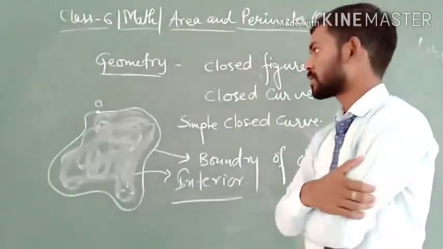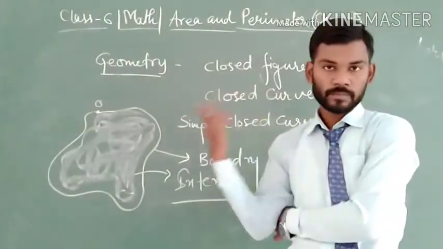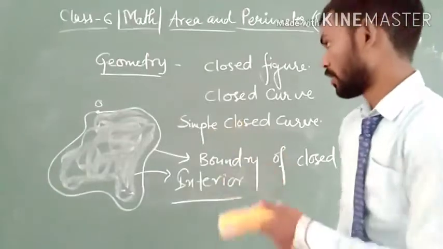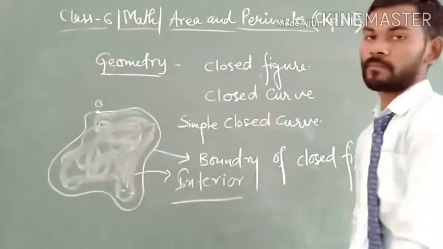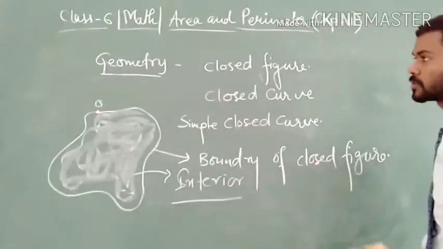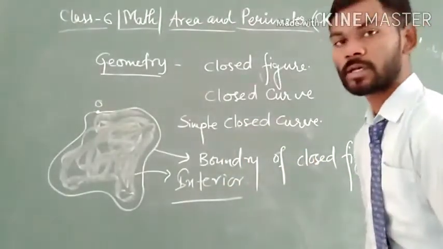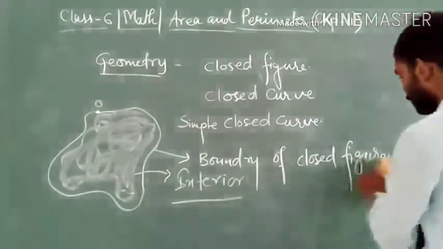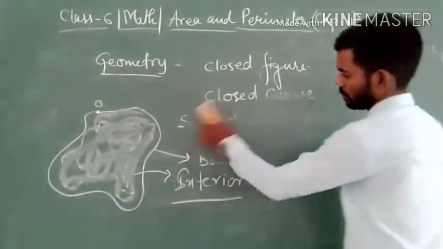Now, let's come back to our current topic, that is area and perimeter, and let me explain the definition of perimeter first systematically, and then I will show you some certain figures for which we define the formula of perimeter. So let's see what they are here.